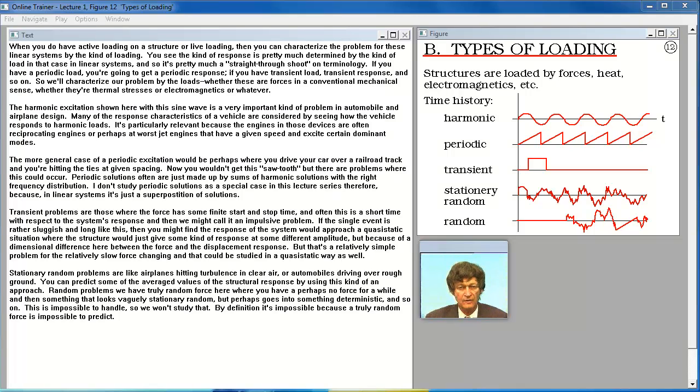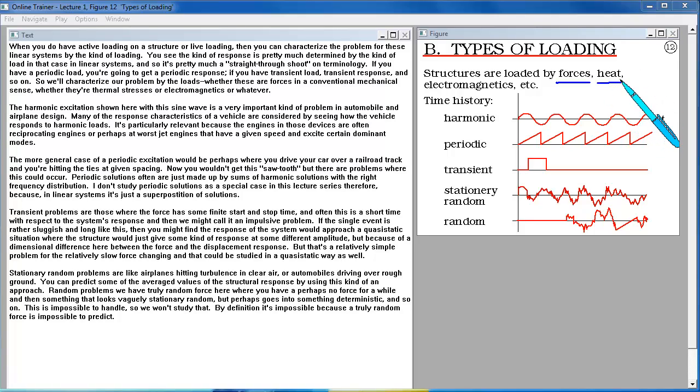When you do have active loading on a structure, or live loading, then you can characterize the problem for these linear systems by the kind of loading. You see, the kind of response is pretty much determined by the kind of load in that case in linear systems, and so it's pretty much a straight-through shoot on terminology. If you have a periodic load, you're going to get a periodic response. If you have transient load, transient response, and so on. So we'll characterize our problem by the loads, whether these are forces in a conventional mechanical sense, whether they're thermal stresses or electromagnetics or whatever.